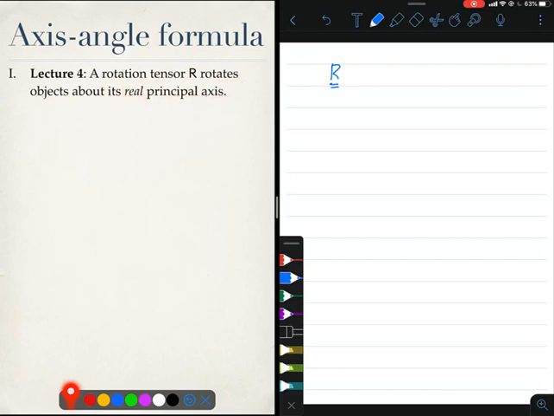So let me remind you. First of all, I will recall that R has three principal values. One of them is real and plus 1, and the other two, lambda 1 and 2, are a plus minus ib. So that's what we had learned. And corresponding to this, we had a principal vector E3, so that R operating on E3 gave you E3 back. So R did not change E3 at all.